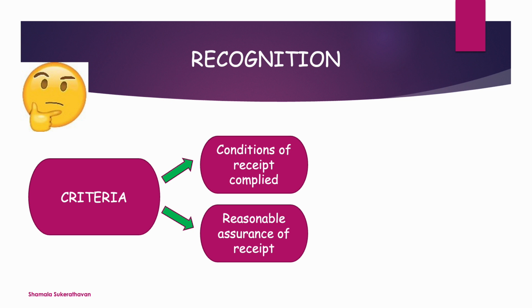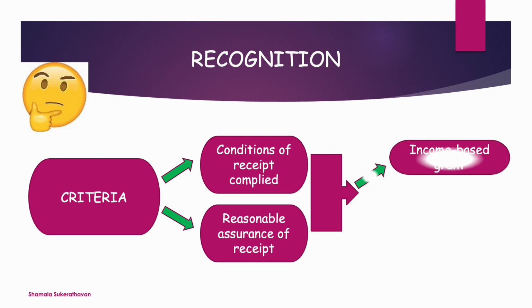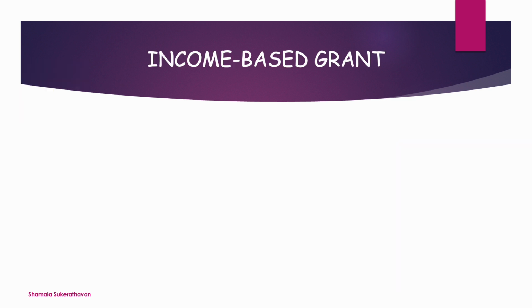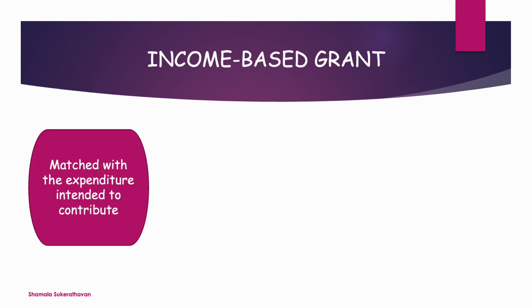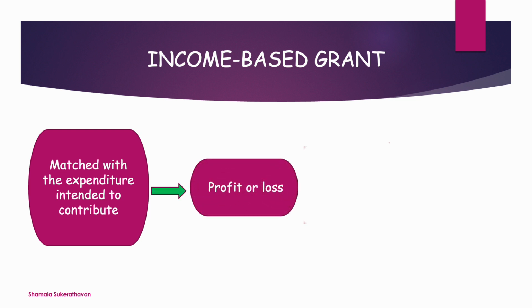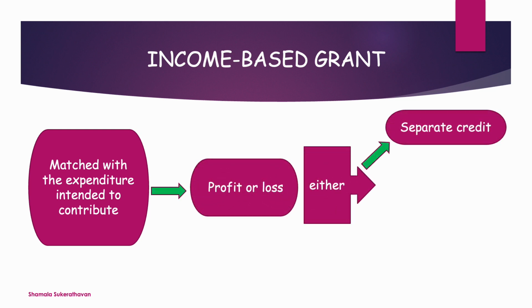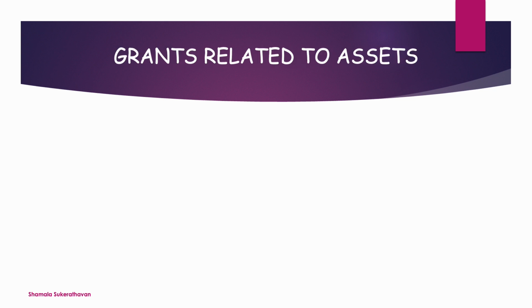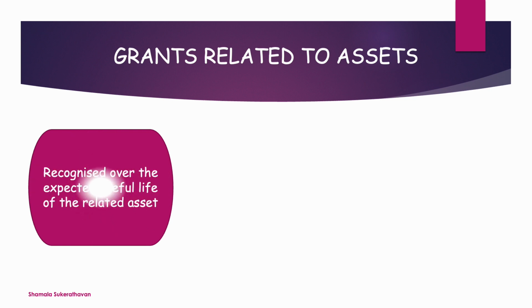The recognition and presentation of government grants will depend on whether the grant is an income-based grant or related to assets. In the case of an income-based grant, it should be matched with the expenditure towards which they are intended to contribute and presented in the profit or loss either as a separate credit or netted off against the related expense. Grants related to assets should be recognized over the expected useful life of the asset.